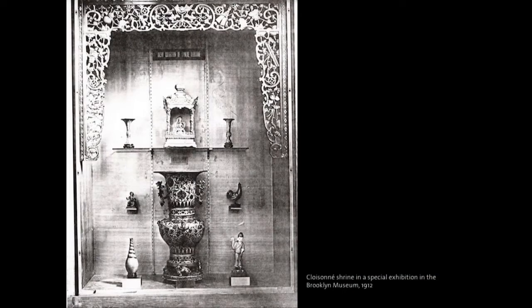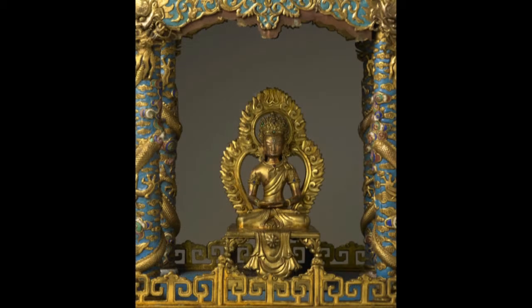Now, I also found a 1912 image, and this is how the shrine looked in the gallery in 1912. And it had no Buddhist context to it. It was just put with other objects from the cloisonné collection. You can see the Buddha has the waterfall of drapery here, the gemstones inlaid. Look how abstracted the fire pattern around him is.